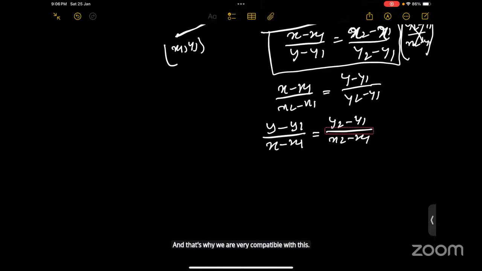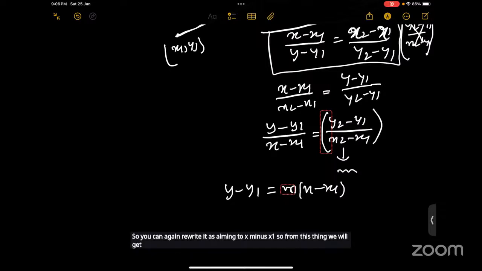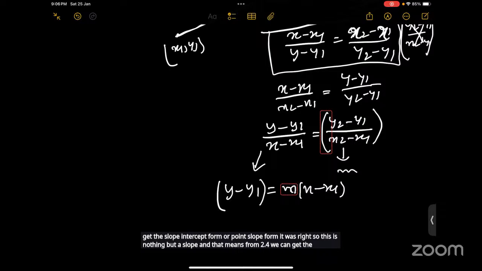So this is our slope, right? This is nothing but the slope. So you can again rewrite it as m into x minus x1. From this we will get the point slope form, right? This is nothing but the slope, and that means from the two-point form we can get the point slope form.